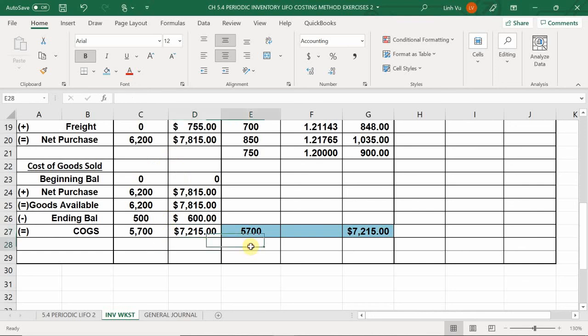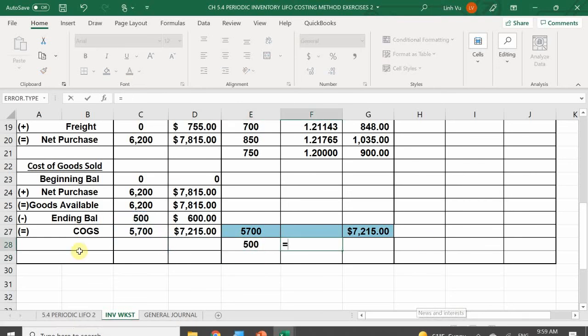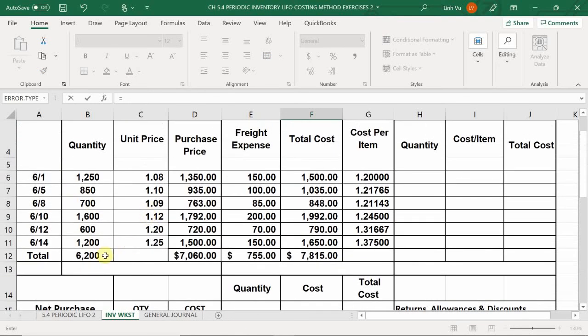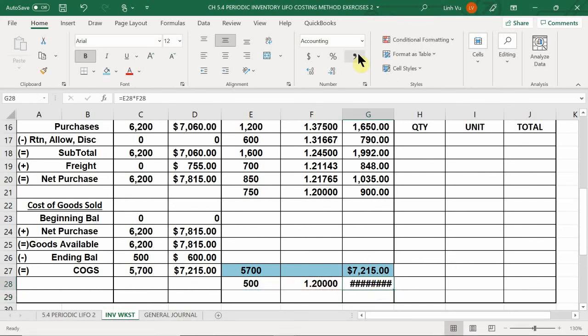Again, you could have easily done this as well, knowing that you have 500 units left in your inventory. You could easily have solved it this way too, where if you recognize at the end of the day, you're going to start from the bottom and get rid of all of that. That means you should be left with the very first batch that you started out with. That should be your ending inventory. If you could figure it out that much, you could simply take your 500 times the $1.20 and get the same exact number here with the 600.